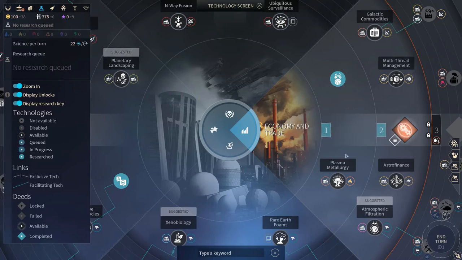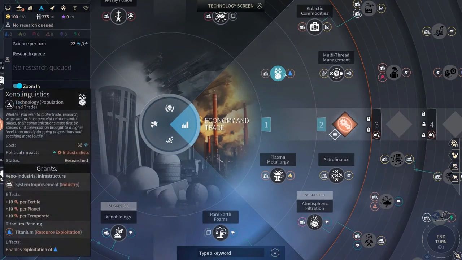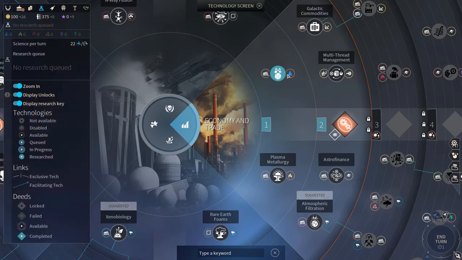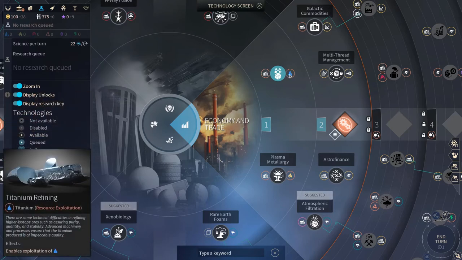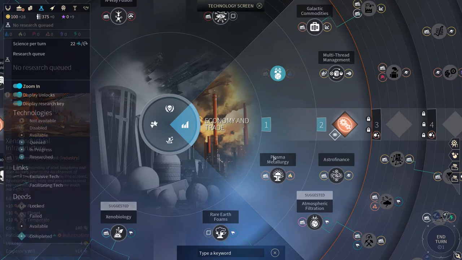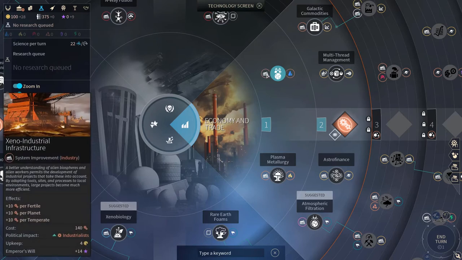In economy and trade, on the first stage, the xenolinguistic is a must-have because the boost of industry that it gets you at the beginning of the game is great. Also, if you have strategic deposits in your systems for titanium and hyperium, you will need these two technologies. This other industry production system improvement is good, but not as good as the first one. So if you have to research one of the two, I would always go for xeno-industrial infrastructure.